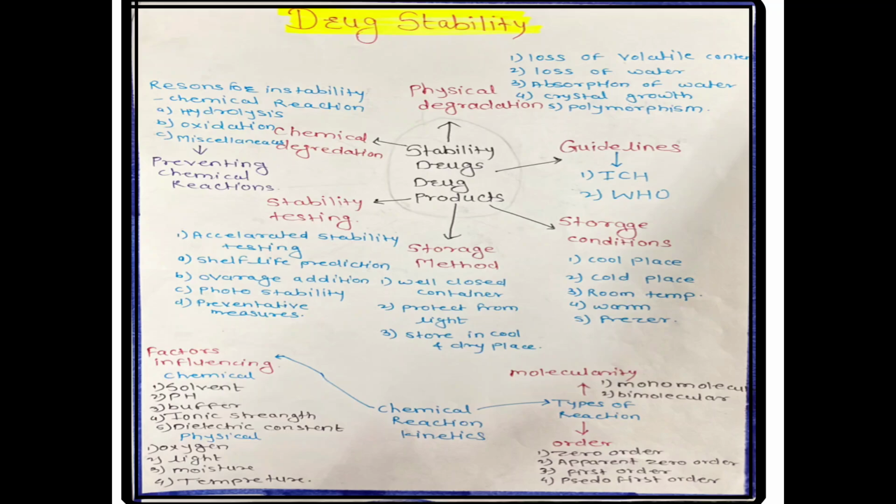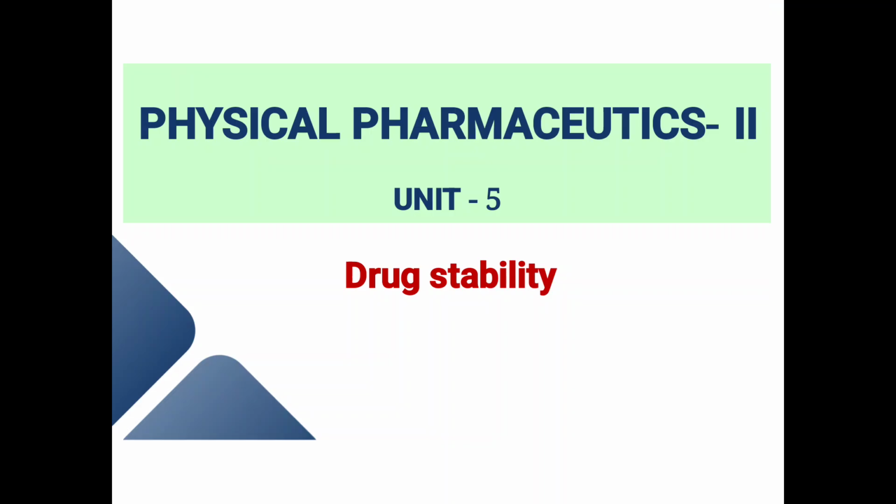Stability testing, accelerated stability testing, shelf-life prediction, photostability, preventive measures. Factors influencing chemical stability: solvent, pH, buffer, ionic strength, dielectric constant. Chemical reaction kinetics, types of reaction order: zero order, apparent zero order, first order, and pseudo first order.